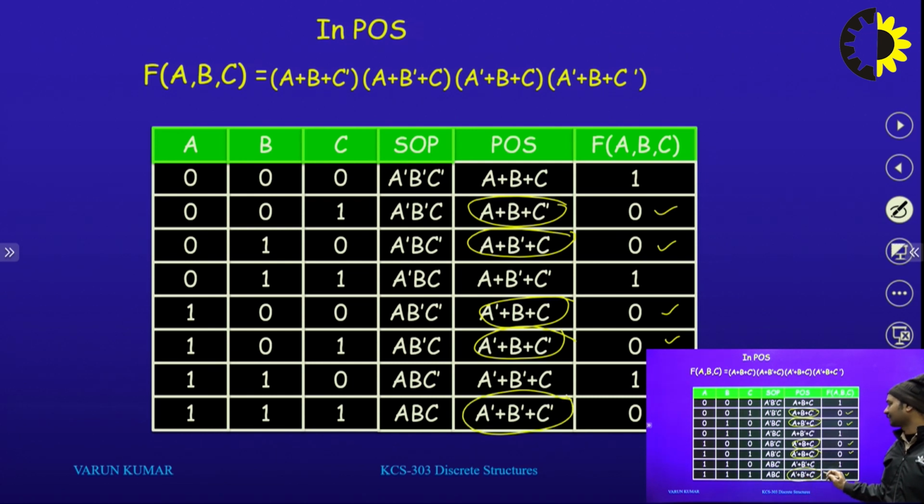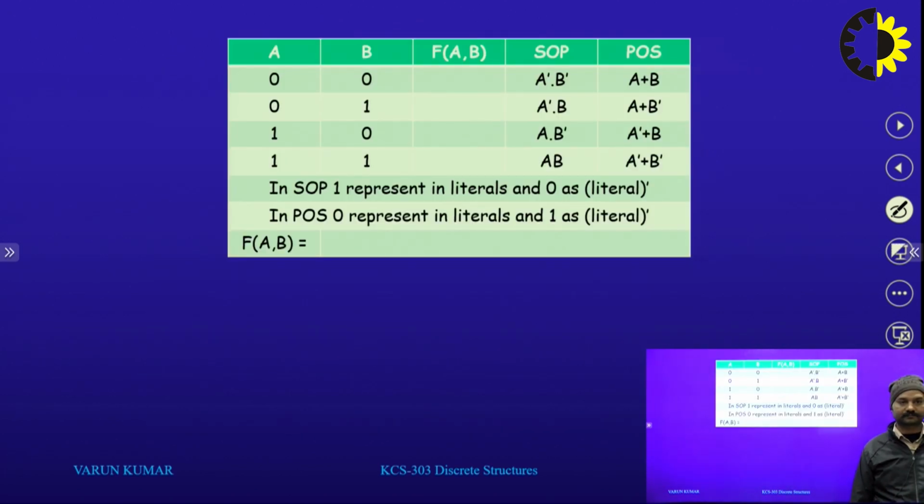then the next. So how many terms? There are 5 terms because the function contains 5 zeros. So our expression contains 5 terms. All terms are in product. That's why it is called product of sums.